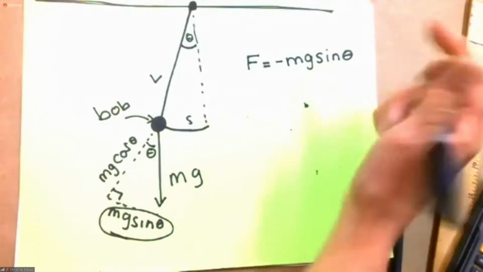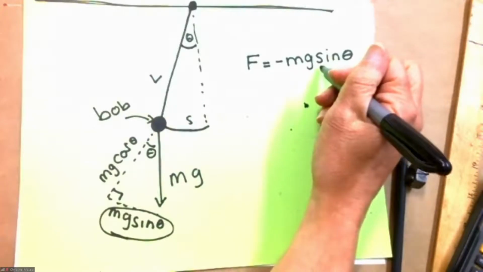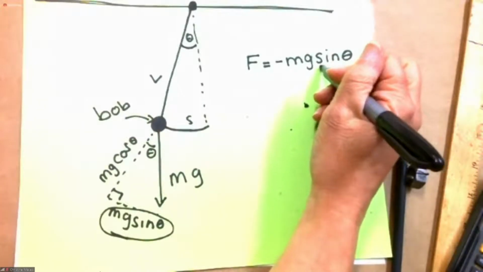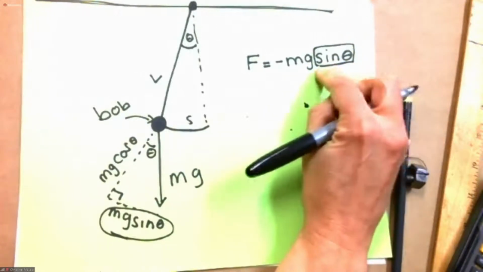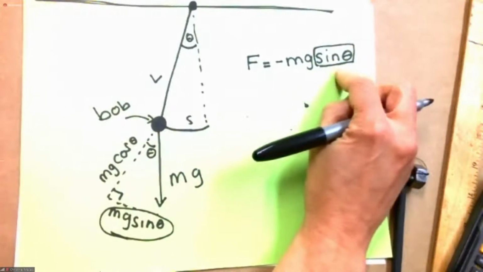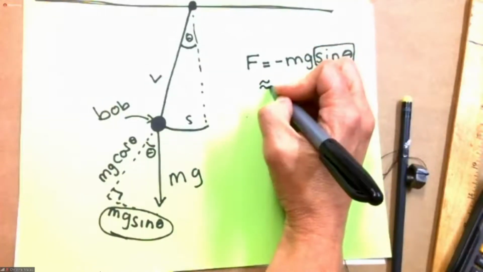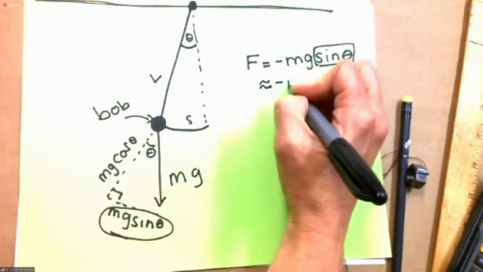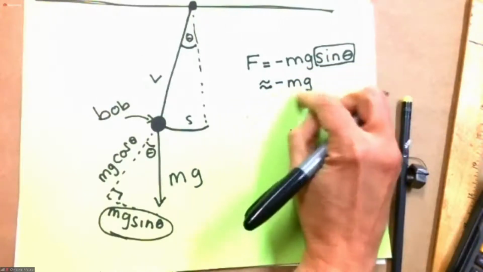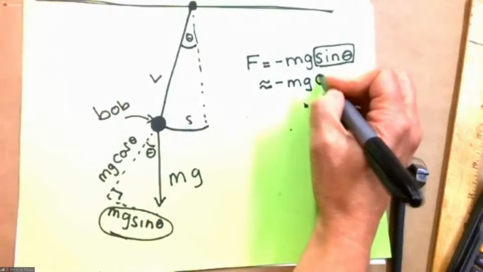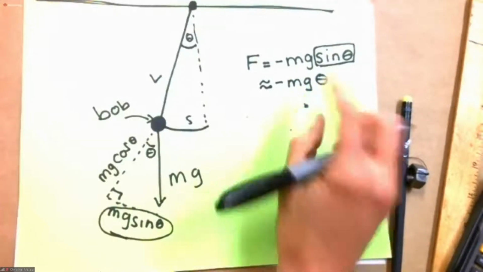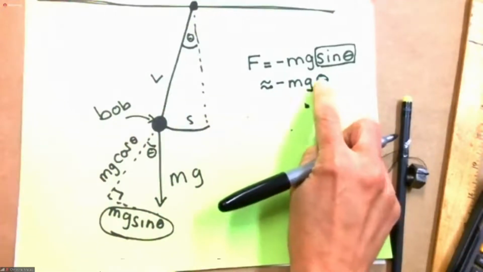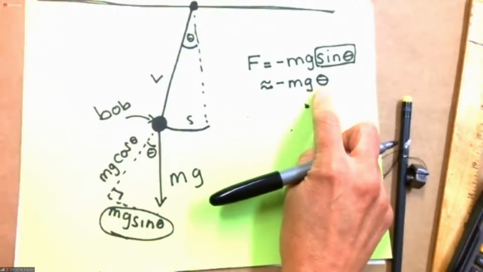Now, here's one assumption, and this is why we kept the angle small. There's an assumption that if the theta is small enough, then the sine of the angle and the angle itself are fairly close to each other. So I can make an approximation that this thing over here is actually equal to minus mg theta. So there's the first assumption. That's why when I was pulling that bob, I said I have to make sure not to make the angle too big.